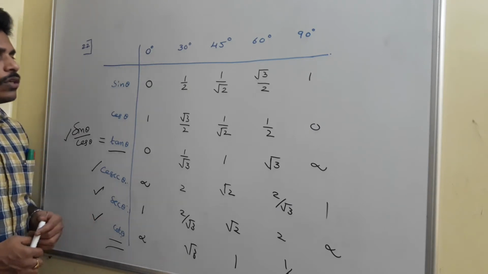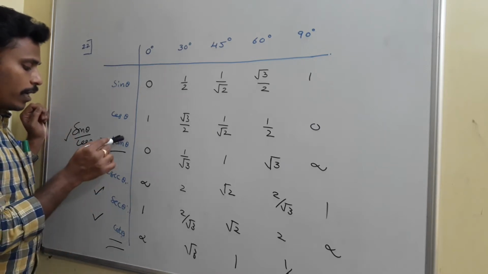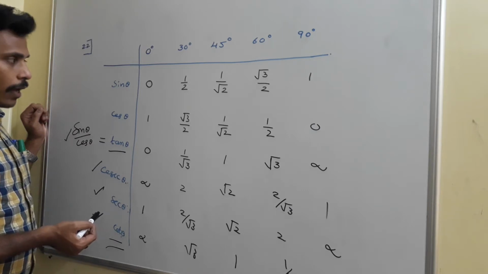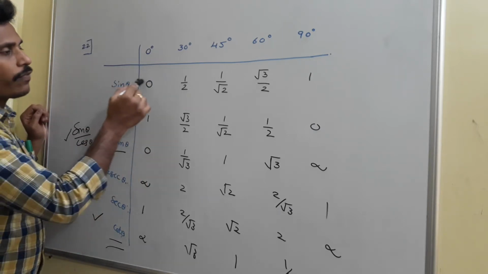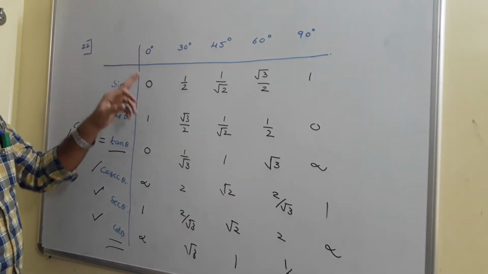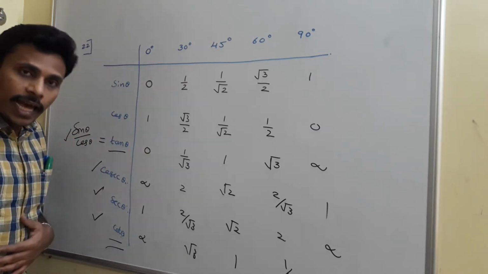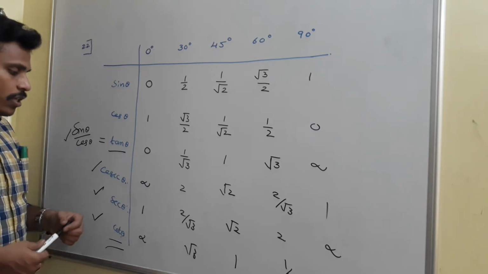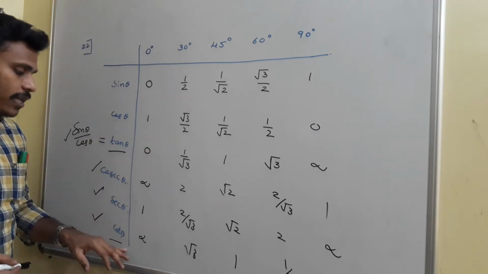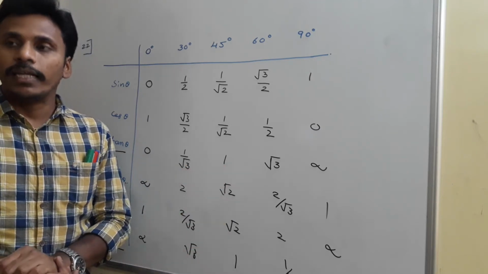Some may ask you different questions related to this. For example, whenever tan theta and sin theta are equal. Look at the first row, sin theta, and look at tan theta in the third row. If you look at 0 degrees, sin 0 is 0, tan 0 is 0. So only at an angle of 0 degrees, sin and tan are equal. In a similar manner, whenever tan theta and cot theta are equal, tan theta is the third row, cot theta is the last row, and those two are equal only if theta is equal to 45 degrees.